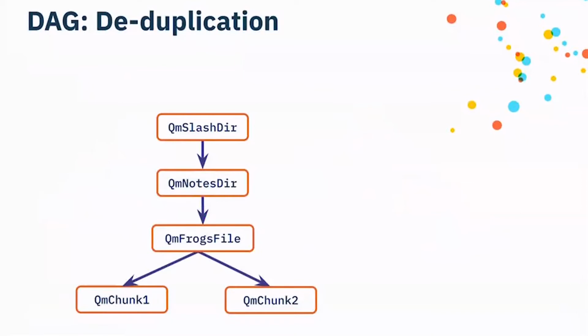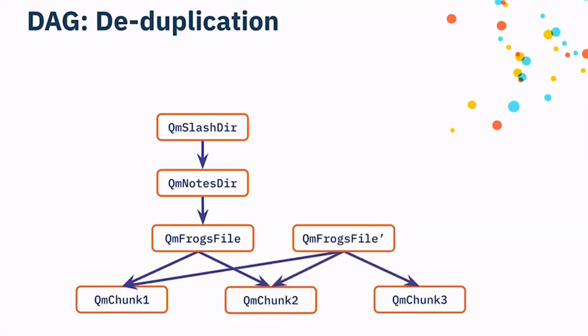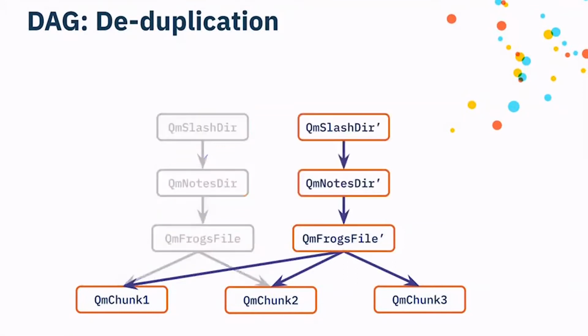So here we have just a file with two chunks, and then that file is inside of two directories. Those directories just link down to the file. When we want to append data to that file, we create a new chunk, and then we create a new file node that links to all of those chunks. And then we go and recreate those directories.